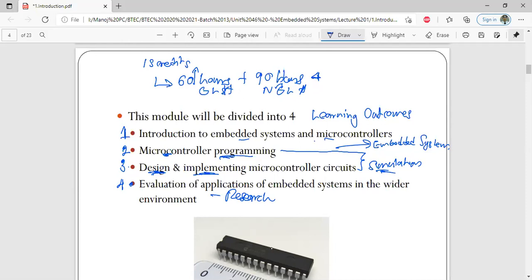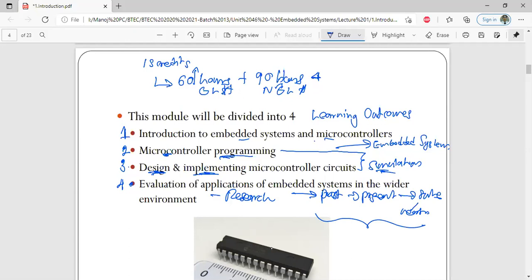Evaluation applications of embedded systems in the wider environment. So this is where you have to address the things that I have told you previously. Here you have to address from past to present, then from present to the future. Future means you can address the near future as well, right? Everything should be considered when you are researching the applications of embedded systems.